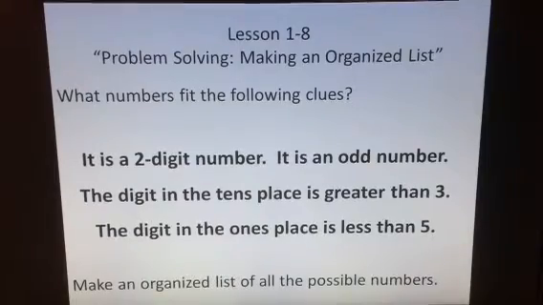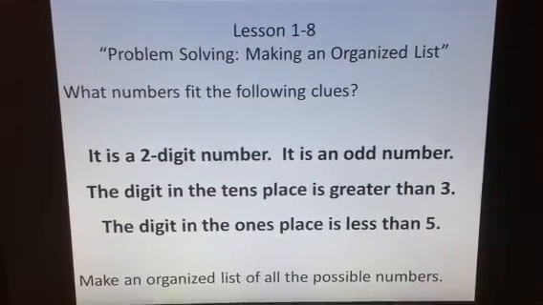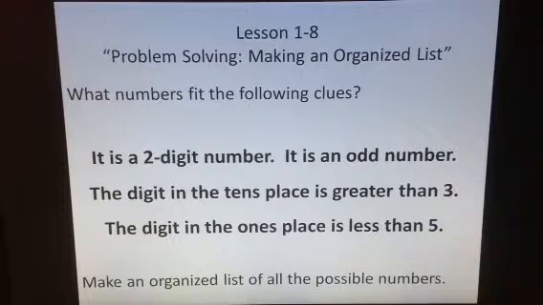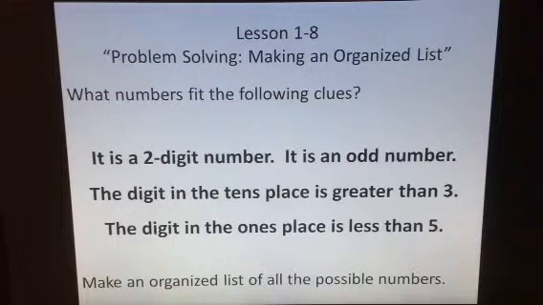What numbers fit the following clues? It is a two-digit number. It's an odd number. The digit in the tens place is greater than 3. The digit in the ones place is less than 5. Make an organized list of all the possible numbers.